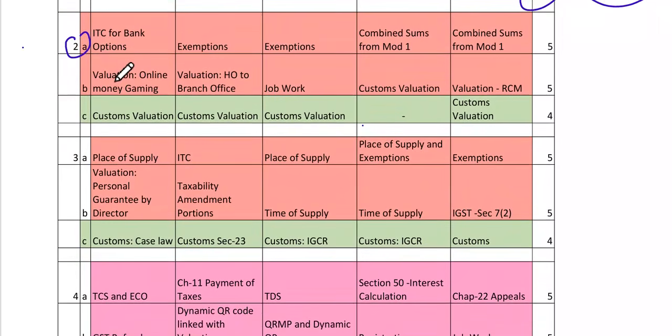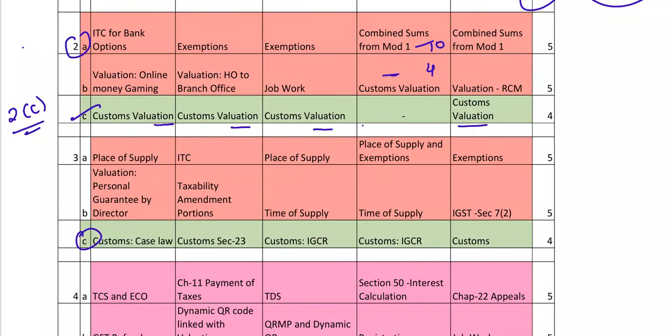Second question, C part is going to be your custom valuation. Every attempt you are going to get a custom valuation question. Here in this attempt, here also it is custom valuation. So the second question is your custom valuation based on the past trend analysis. This is for 10 marks and this is for 4 marks. Here alone the marks have changed, the other areas remain the same. So you can have an understanding: 2C will be your custom valuation.